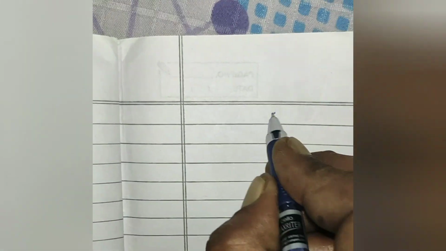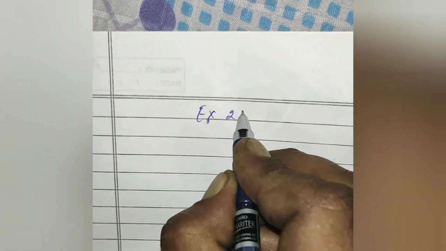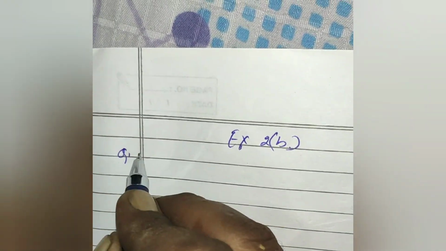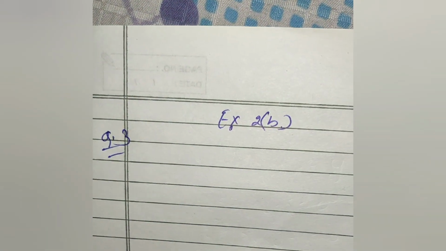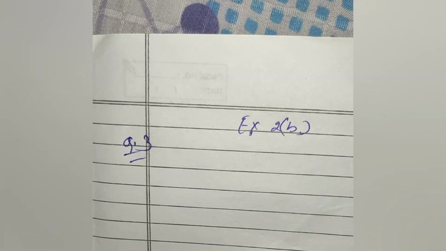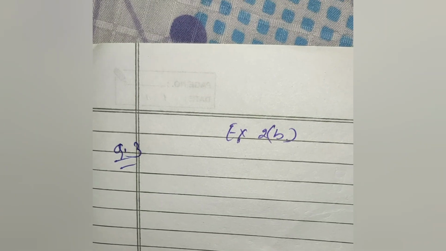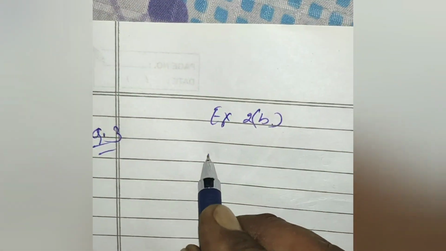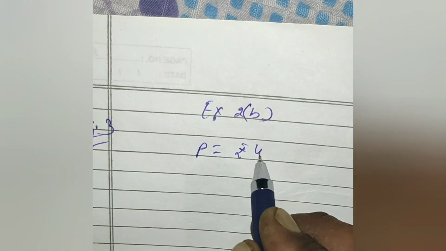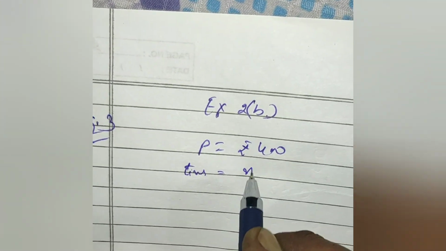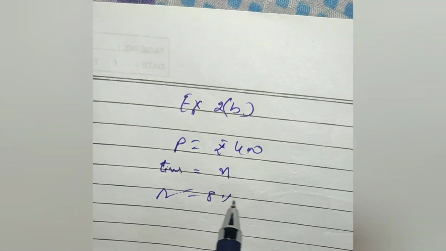Now in exercise 2B, question number 3: the maturity value of an RD account is rupees 16,176. If the monthly installment is rupees 400 and the rate of interest is 8%, find the time period of this RD account. That means we have to find the time period. Here principal is rupees 400, time we have to find, consider it n, and rate of interest is 8%.